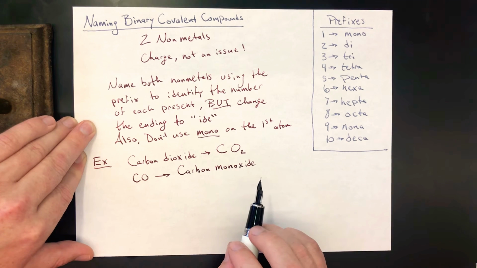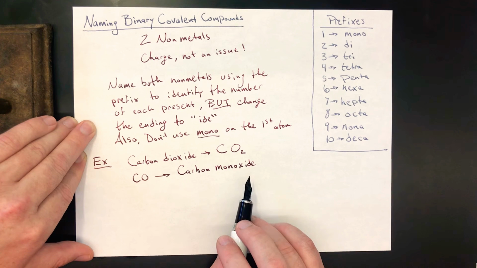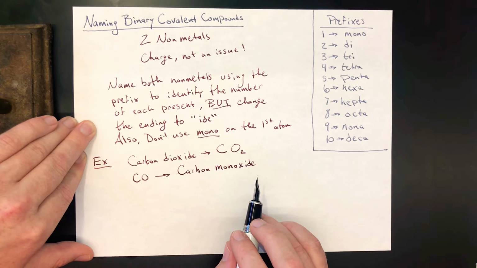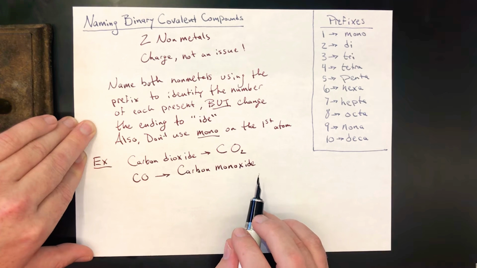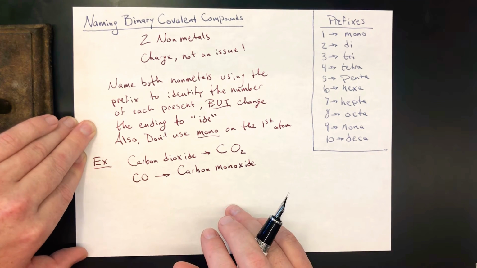Now it's possible that for a little while it's going to be tricky to know exactly where to put the "ide," especially in things like phosphorus and sulfur. We wouldn't call it sulfuride, we'd call it sulfide. We wouldn't call it phosphoride, we'd call it phosphide. So it's a little bit tricky to find that spot in the word where it feels comfortable, but you should pick up on that pretty quickly as we do more of these.